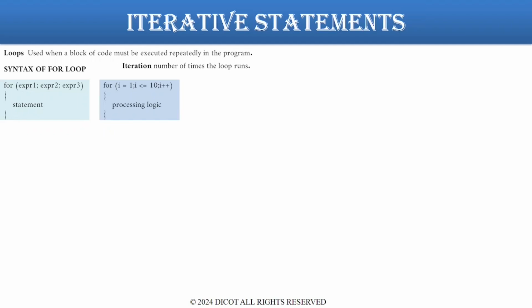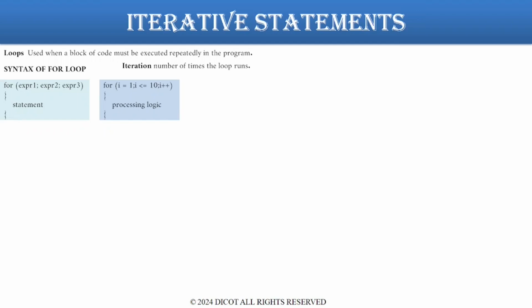Here expression 1 is an initialization expression, i = 1. Expression 2 is a conditional check to ensure iteration does not exceed 10, i <= 10. This expression terminates the loop if the value goes beyond 10. And to reach the termination, we are using the operation in expression 3. So expression 3 is i++ to approach the termination.